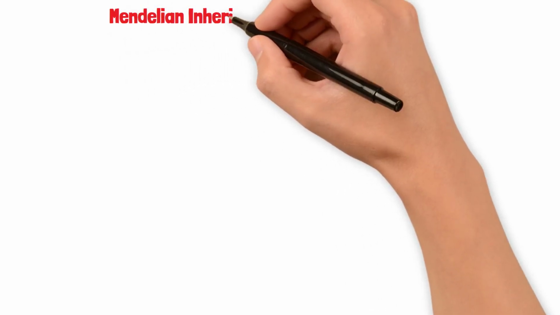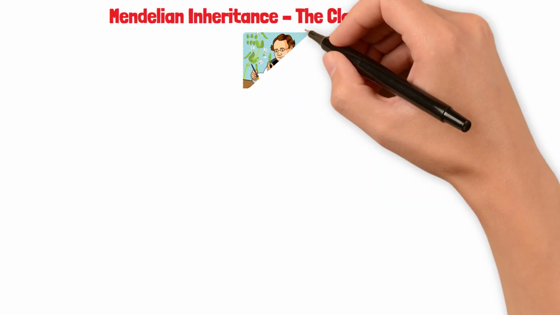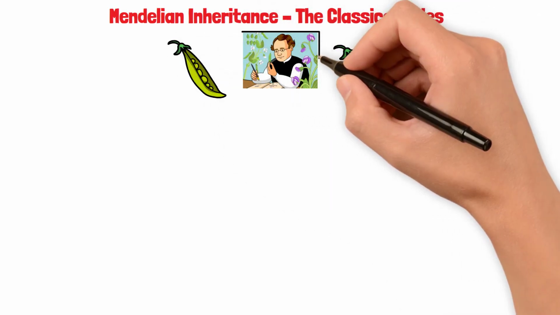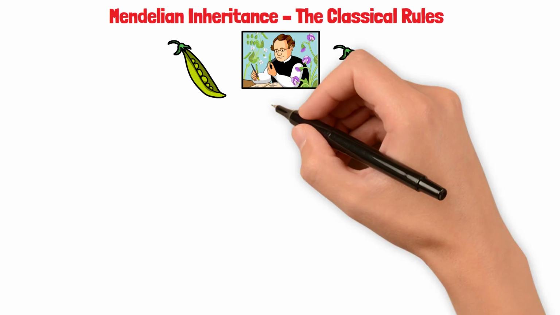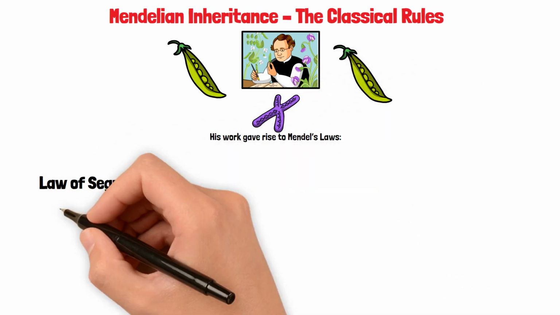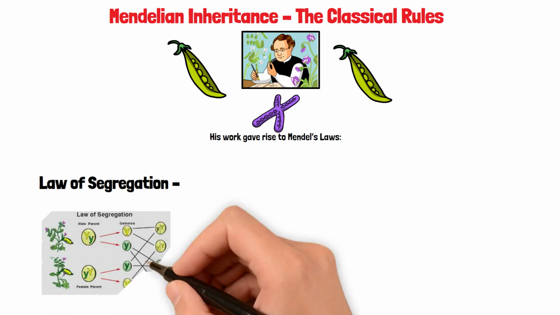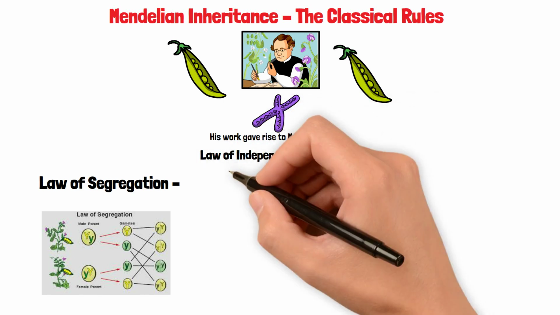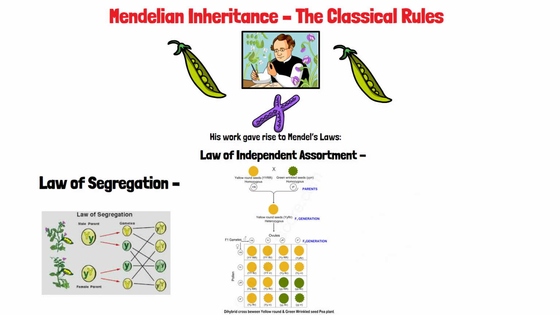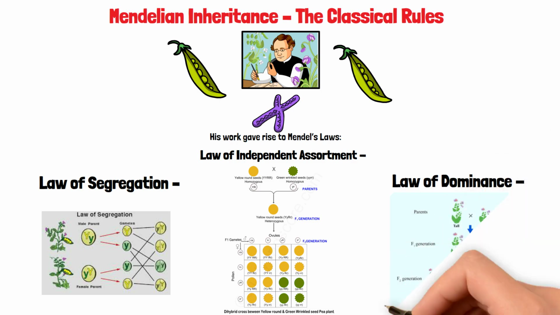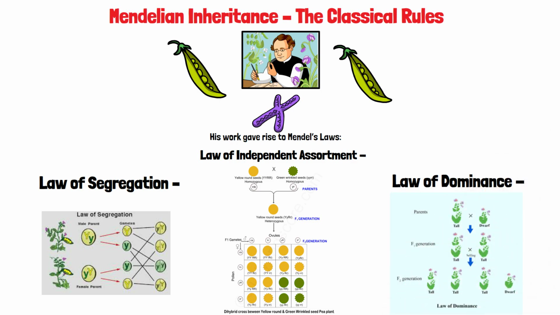Mendelian inheritance, the classical rules. Gregor Mendel, the father of genetics, studied pea plants in the 1800s and discovered patterns that still form the foundation of genetics today. His work gave rise to Mendel's laws. Law of segregation: each individual has two alleles for every trait, and these alleles separate during gamete formation. Law of independent assortment: alleles of different genes are inherited independently of each other. Law of dominance: some alleles are dominant, masking the effect of recessive alleles.